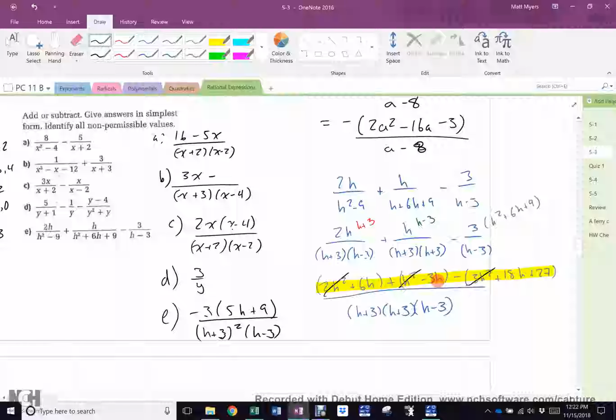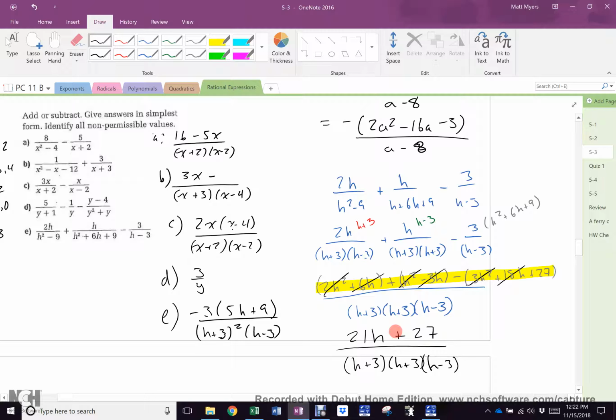6h plus negative 3h is 3h plus 18h is what? 21h. So I've got 21h. Now my h's are gone. What's left? 27 over the bottom: h plus 3, h plus 3, h minus 3. What can I do there? Simplify the top, yeah?